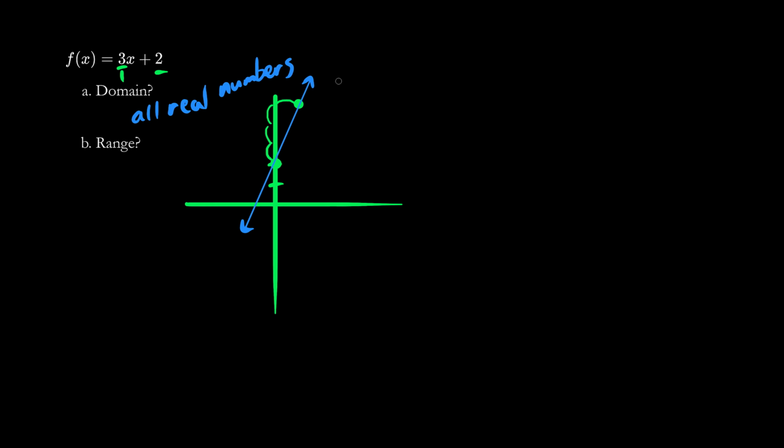All real numbers is the same thing as saying x belongs, it's a fancy little Greek letter here, to real numbers. This means from negative infinity all the way to positive infinity. So this sign represents less than and greater than sign. X is between negative infinity all the way to positive infinity.